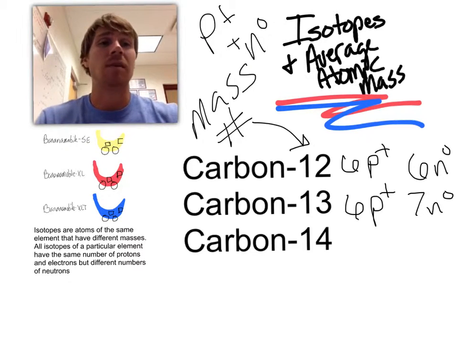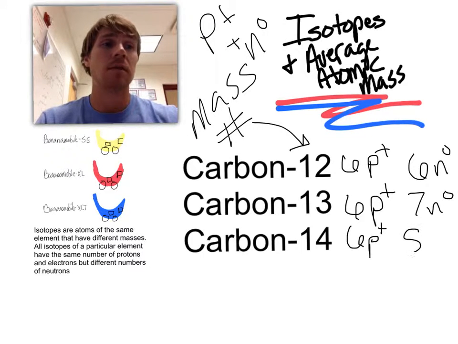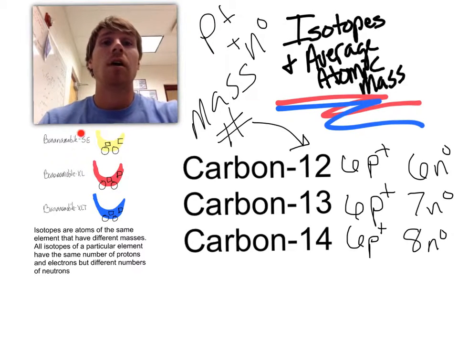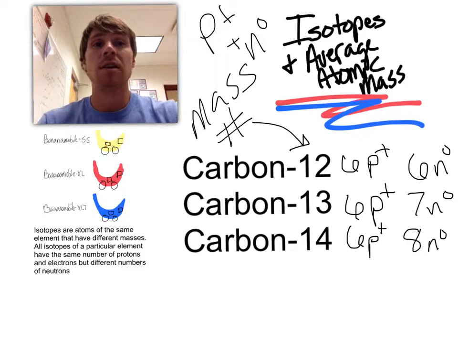We do the same thing with carbon 14. Because it's carbon, it's still 6 protons. 6 plus 8 neutrons is going to get us to 14. So again, we're looking at the similarities. All of our Bananamobiles are Bananamobiles because of the unique banana shape. All of our carbon atoms are carbon because they all have 6 protons.